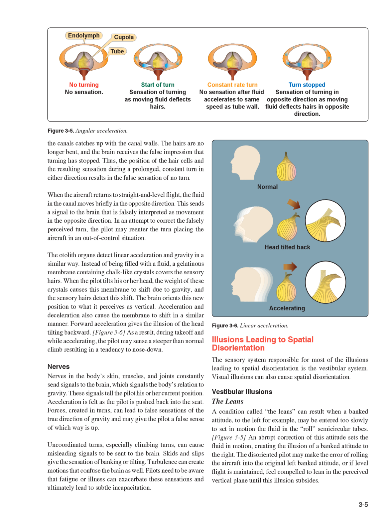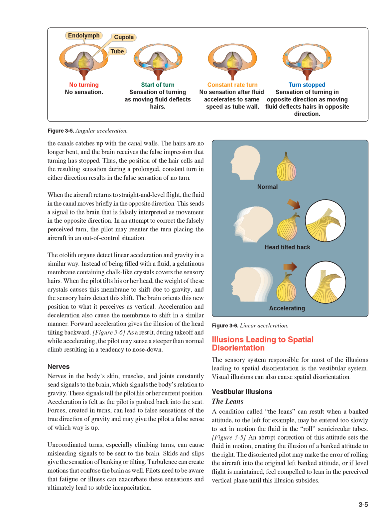Skids and slips give the sensation of banking or tilting. Turbulence can create motions that confuse the brain as well. Pilots need to be aware that fatigue or illness can exacerbate these sensations and ultimately lead to subtle incapacitation. Illusions leading to spatial disorientation. Visual illusions can also cause spatial disorientation.